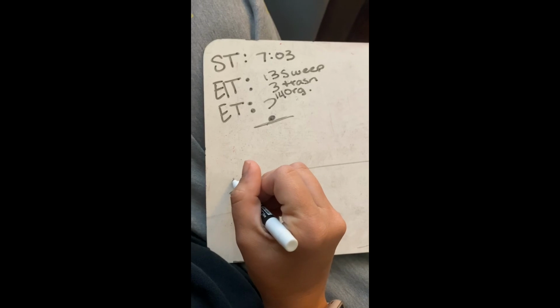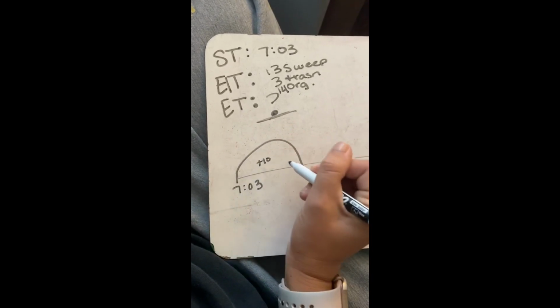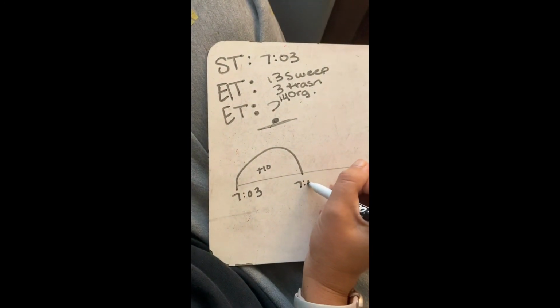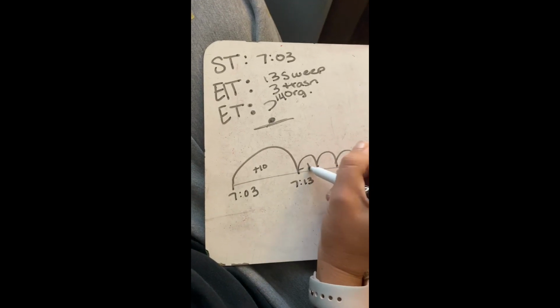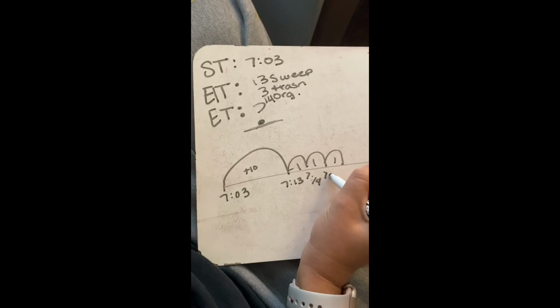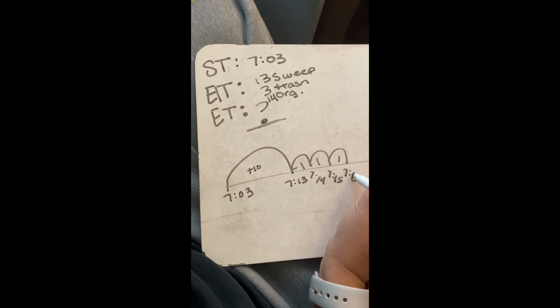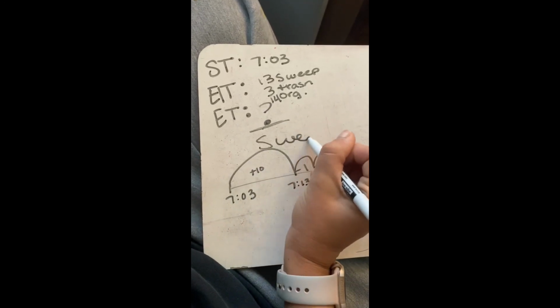It took her 13 minutes to sweep. So I'm going to jump 10 minutes from 7:03, and that makes it 7:13. And then she went 3 more minutes of sweeping. 1, 2, 3. So 7:13, 7:14, 7:15, and 7:16. This is how long she was sweeping.